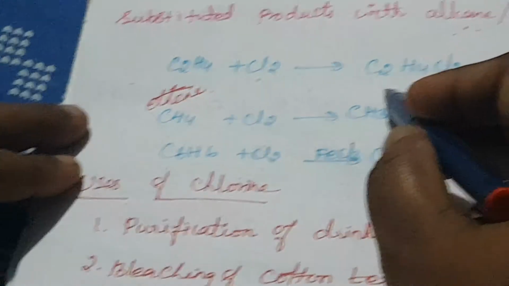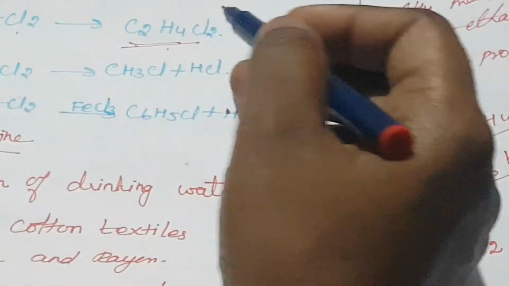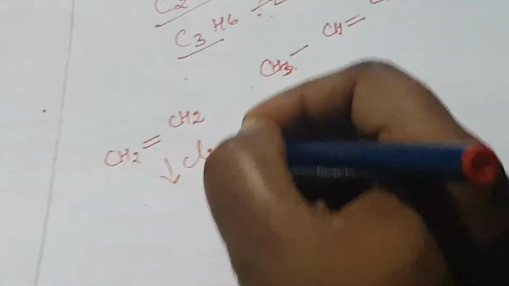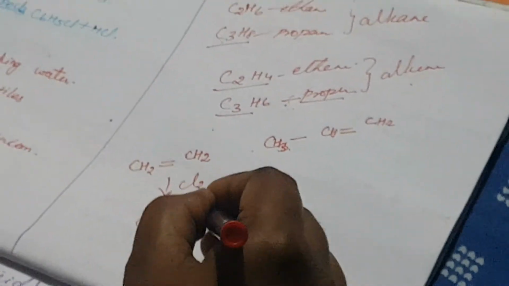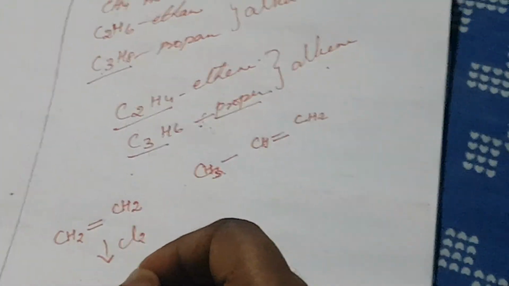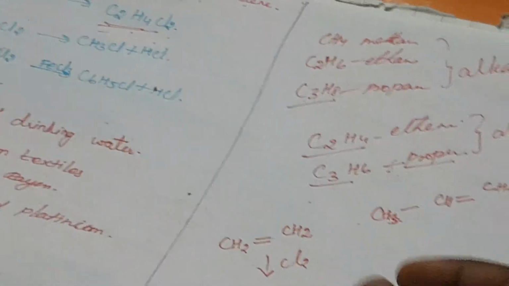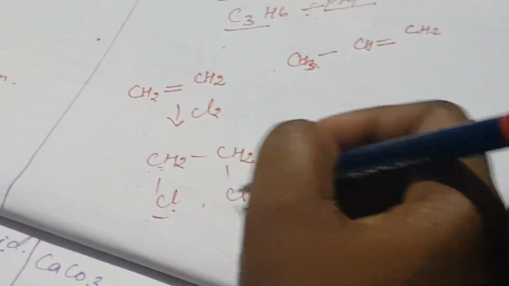Here is the substitution for alkane or alkene. This compound name is ethene. It reacts with chlorine to form ethylene chloride, C2H4Cl2. How to write it? C2H4 reacts with chlorine. What will happen? CHCl, CHCl, that is C2H4Cl2, ethylene chloride or dichloroethane. So the formula is written like this.